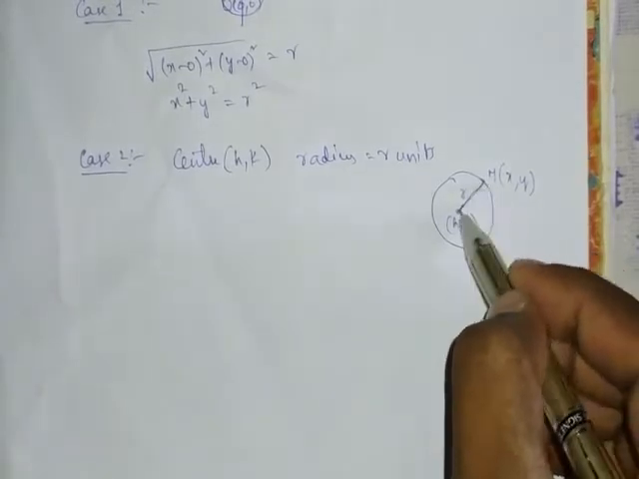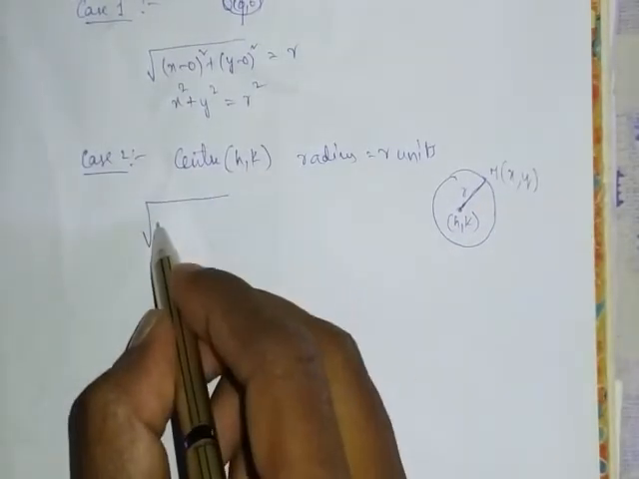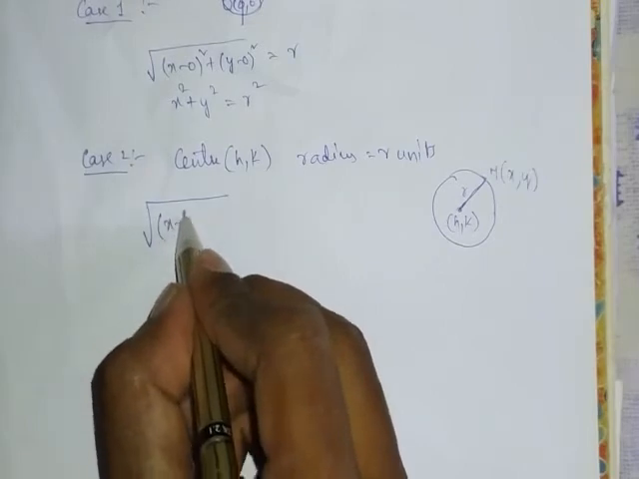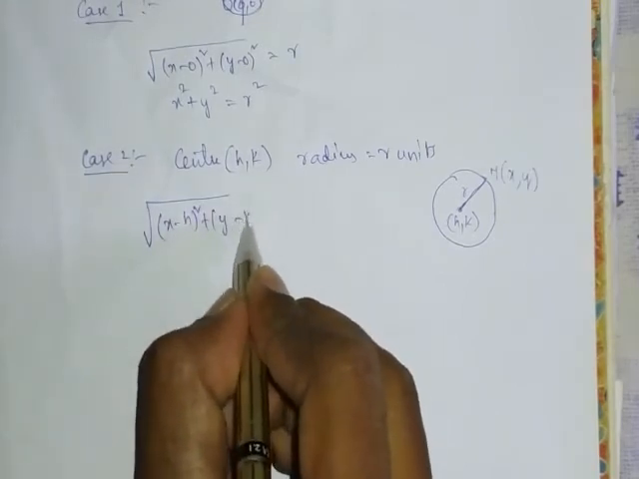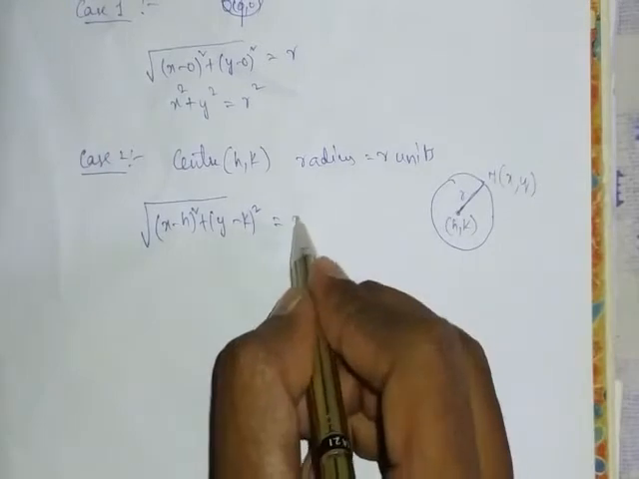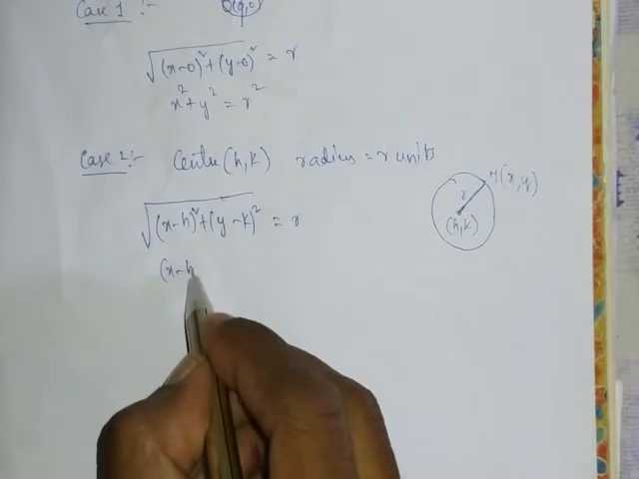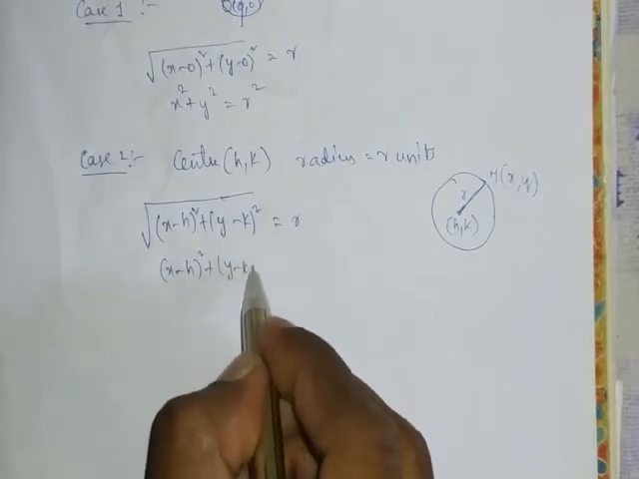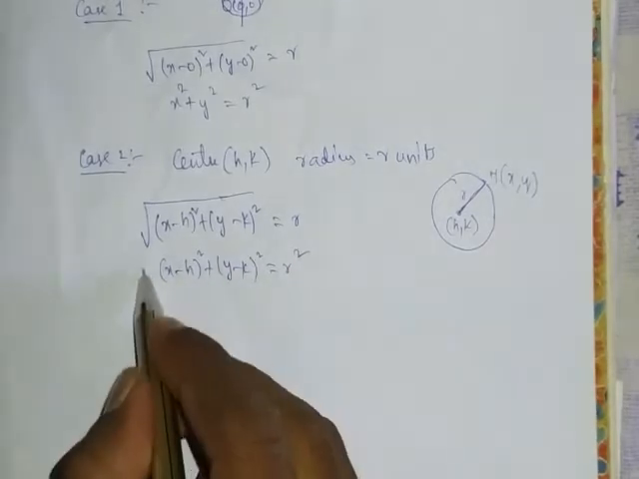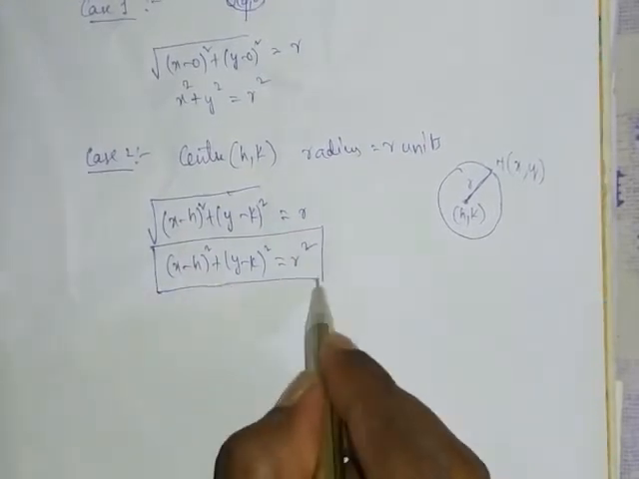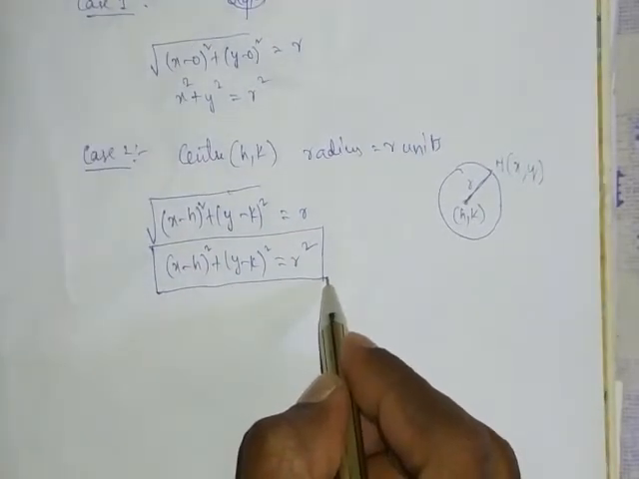As we know, the distance formula is the square root of (x minus h) whole square plus (y minus k) whole square, and the distance is nothing but the radius. We can equate those two. Squaring on both sides, we get (x minus h) whole square plus (y minus k) whole square equals r square. This is the equation of the circle, the central form of the equation of the circle. Let us do some basic problems to get some idea regarding this concept.